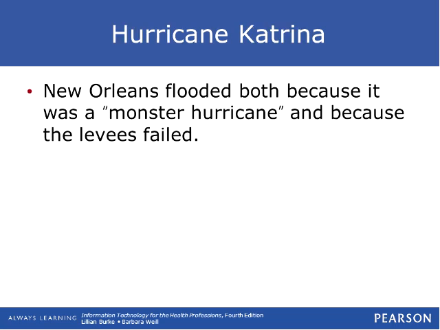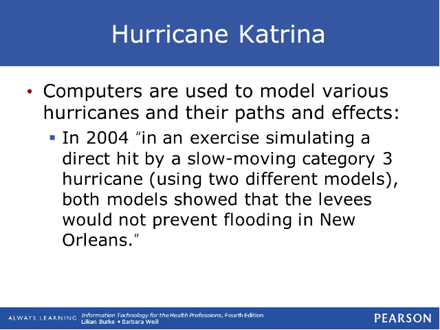Hurricane Katrina, New Orleans flooded both because it was a monster hurricane and because the levees failed. So not only did the hurricane come in, but the levees failed because they were antiquated. They had been built 200 or 300 years before. So Katrina is a good example of what we're going to start to see. Computers can be used to model various hurricanes, their paths and effects, and we're starting to be more predictive of that now.